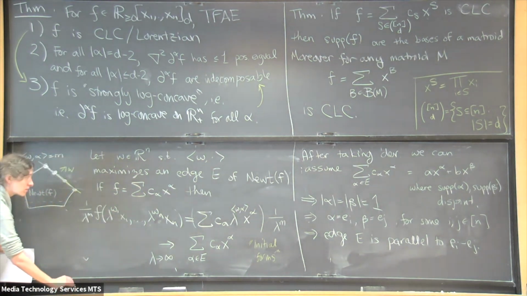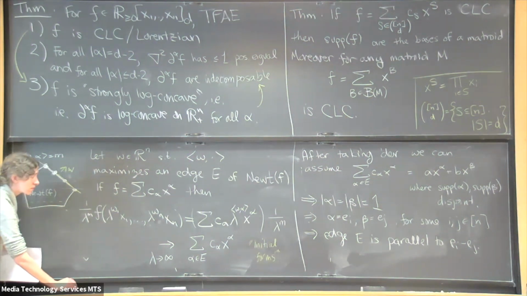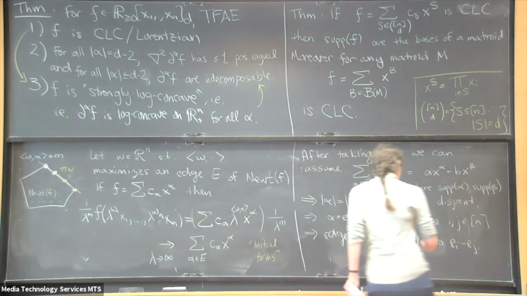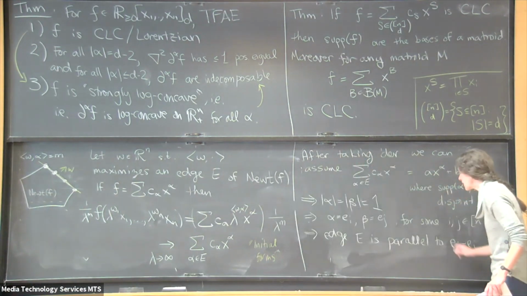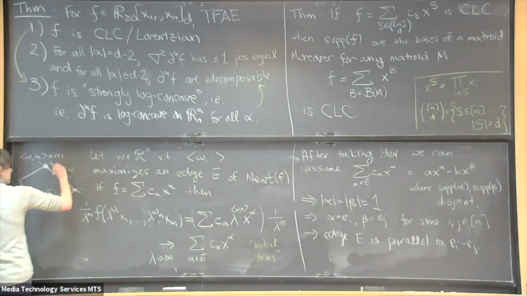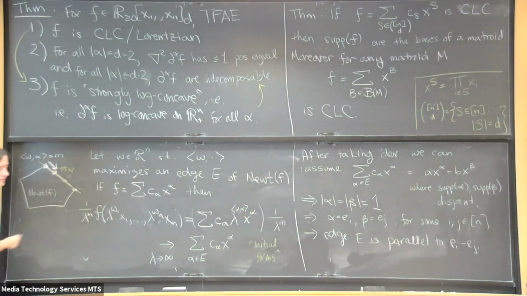Why is it minus? Why does it have to be minus? Well, alpha minus beta is, so it depends on, so I'm taking this vector. Yeah, good.